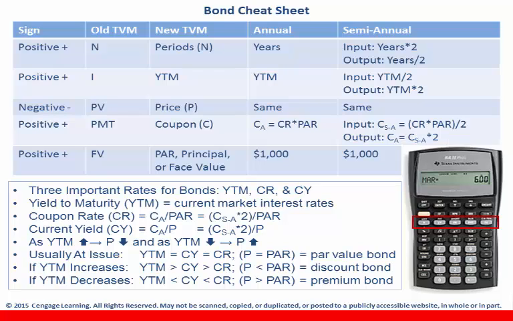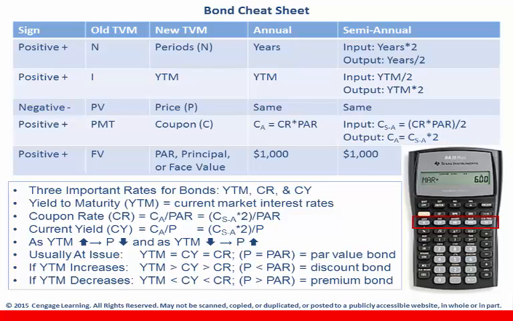The same situation is true with N, except remember, N is almost the opposite of I as far as the math. If it's years, you're going to put it in as years, no big deal. If it's a semi-annual bond, you're going to have to take years times 2. So if it's a 20-year bond, that would be 40 semi-annual periods. And if you solve for N with a semi-annual bond, it's going to come up as semi-annual periods. So if you solve and you got 40, you'd have to divide that number by 2 to figure out this is a 20-year bond. Okay?